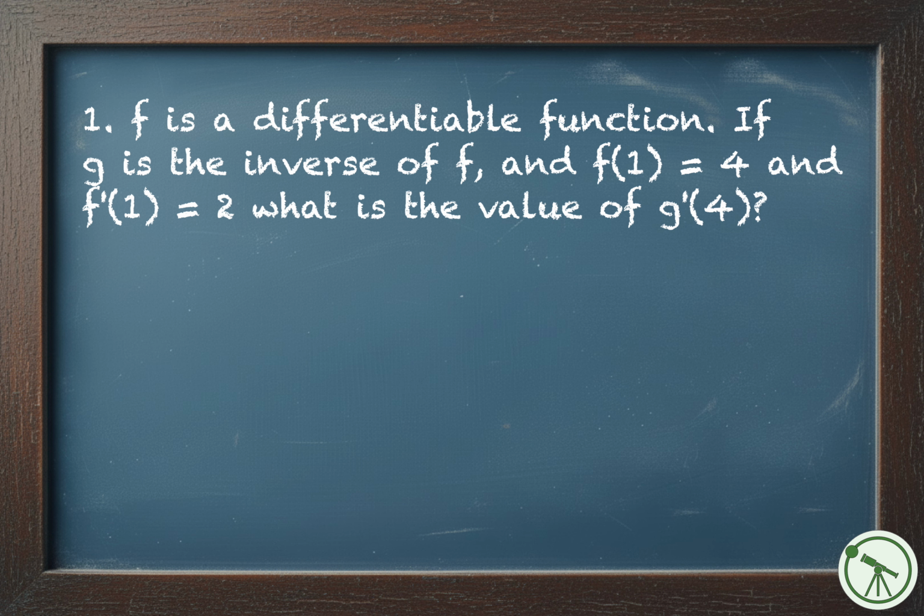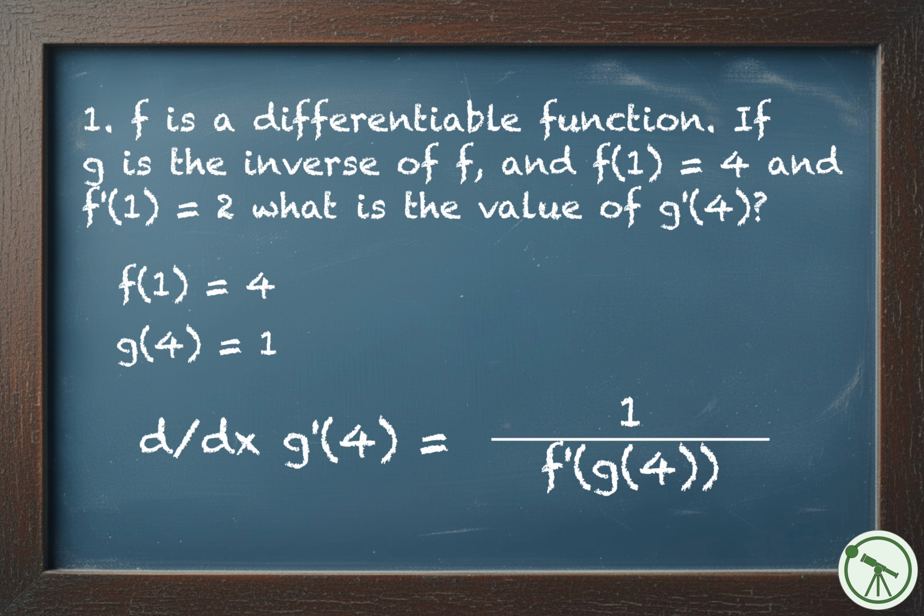So first, let's establish that if f of 1 equals 4, then g of 4 must equal 1. Now we can use the formula to find the value of g prime of 4. So using the equation, g of 4 equals 1, and as we already know, f prime of 1 equals 2. Therefore, the answer must be 1 over 2. Now let's look at another example.